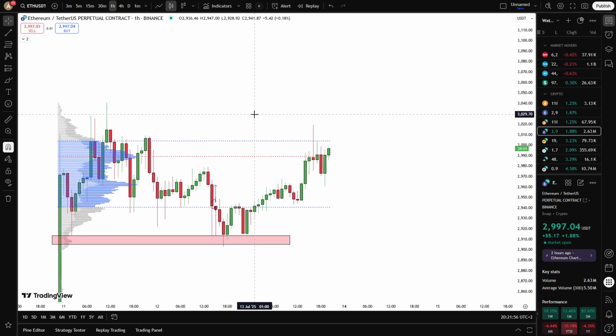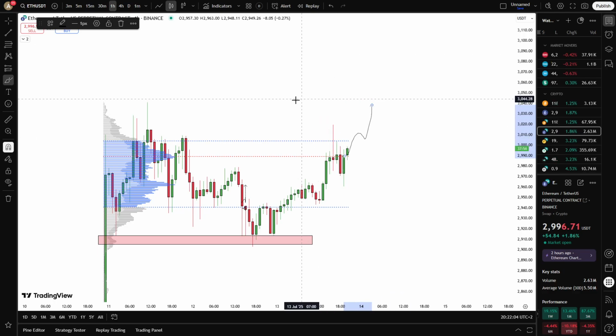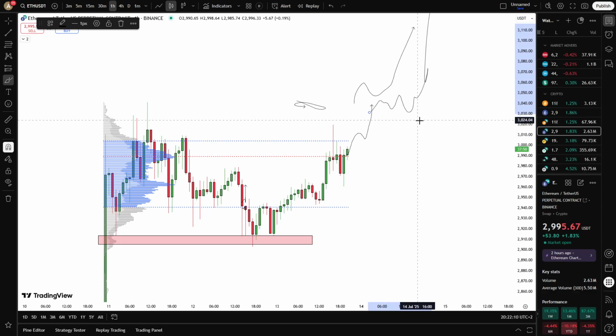And for ETH, we are still below that value area high. So we want to see this level getting reclaimed. And then we can look at that upside again, where we see some compression perhaps, and then continuation, or we see some sort of compression folding over and we rotate down.